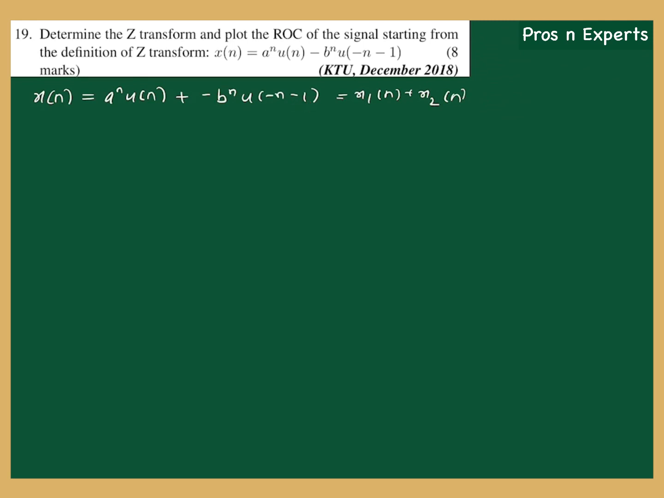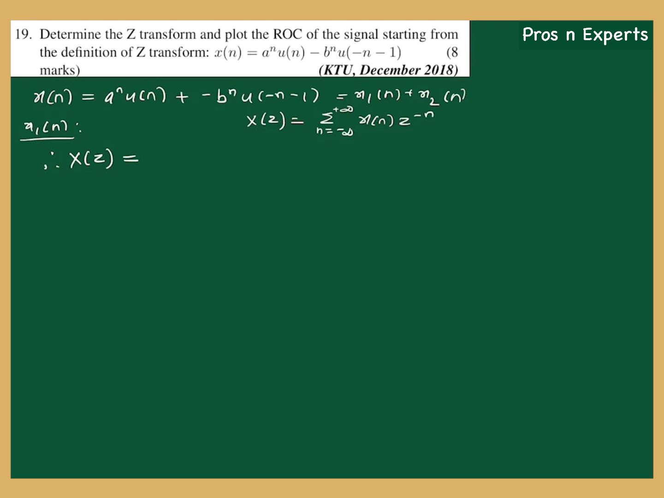Okay, now we'll start to find the transform for x1 of n, which is a raised to n u of n. Therefore X of z is equal to, we know the definition of Z transform. What is the definition of Z transform? X of z is equal to sigma over n equal to minus infinity to plus infinity, the signal into z raised to minus n.